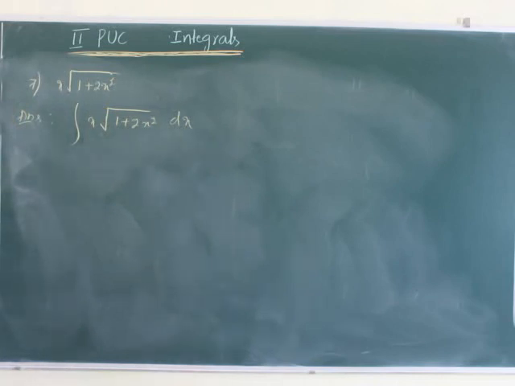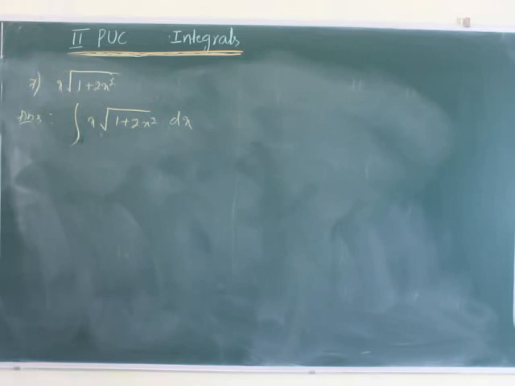We know that x we cannot take as t. What is the use if I take x as t? Root 1 plus 2t square, so no use. Or if I take 2x square as t, we can find the derivative. We will get 4x, so at least x can be cancelled. 4 anyhow is a constant we can keep aside.